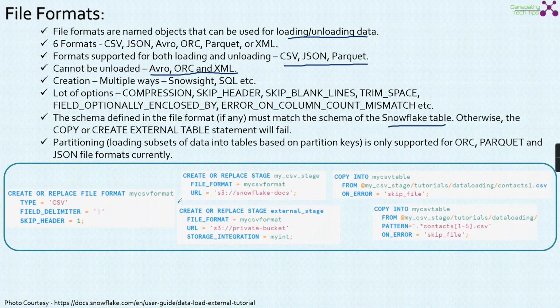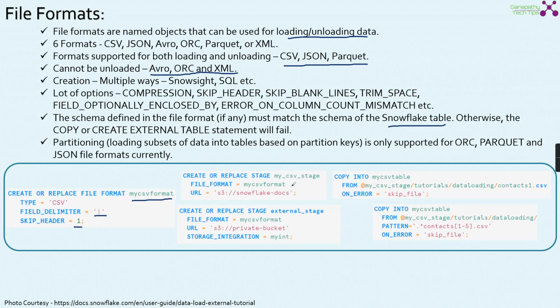Here are the set of file format create statements and the stage statements. Please have a look into it. So this is the file format create. Here we are creating my CSV format as the type CSV, which is delimited by pipe. Pipe is the delimiter, and then we are going to skip the first header of that file.